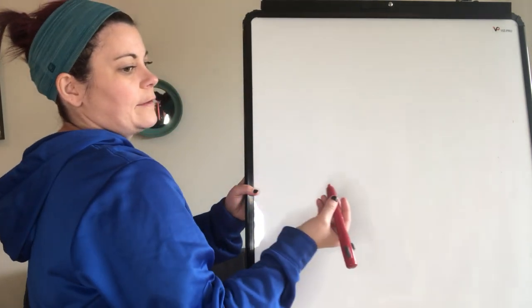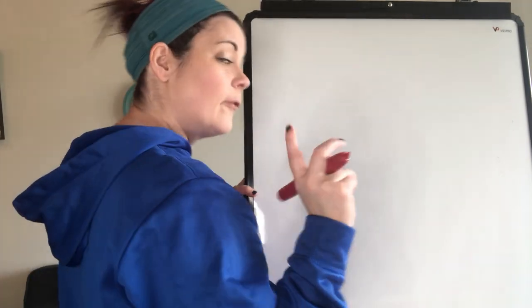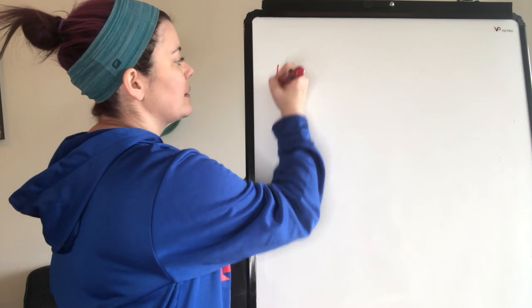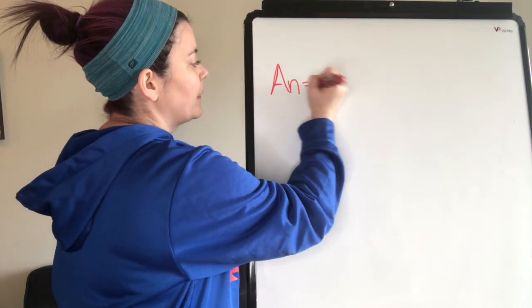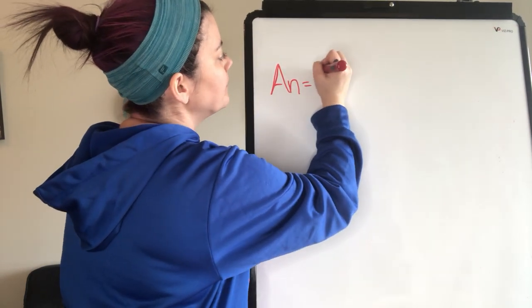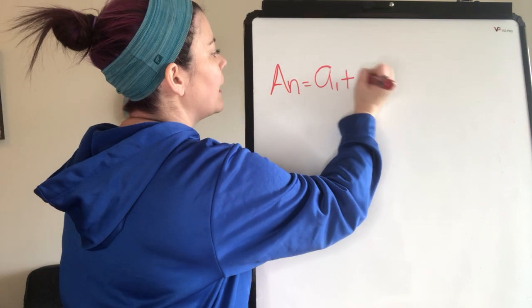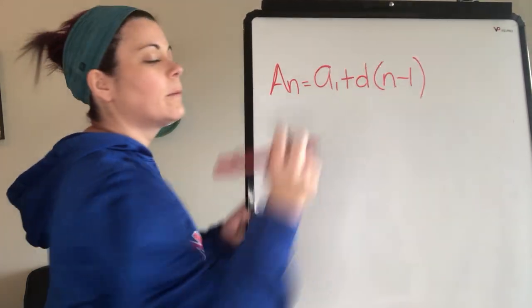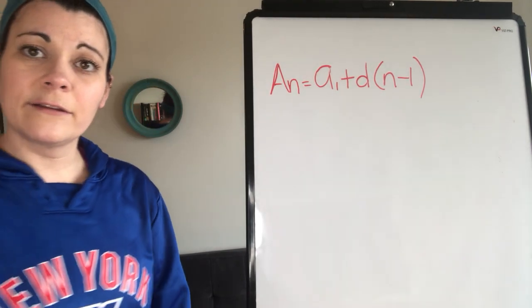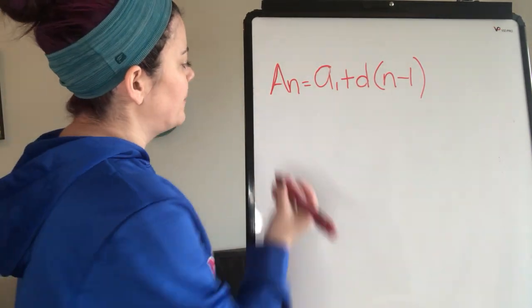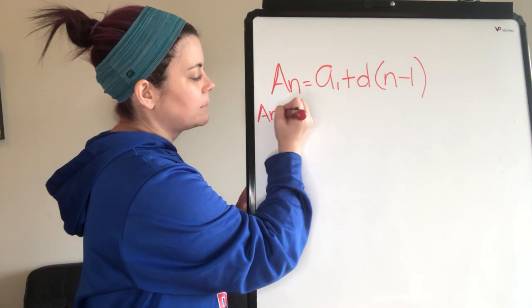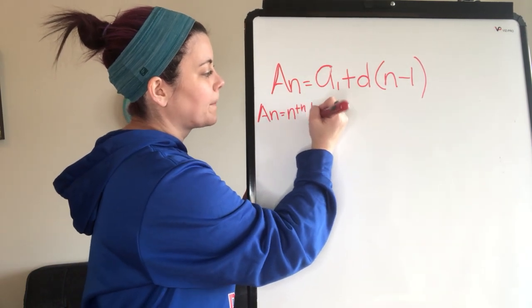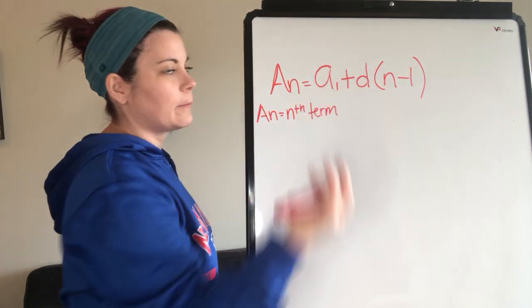Let's look at the formula. The formula for an arithmetic sequence is a sub n is equal to a sub 1 plus the common difference times n minus 1. We already know what d is. d is the common difference. But a sub n is the nth term. That's really what we're solving for.